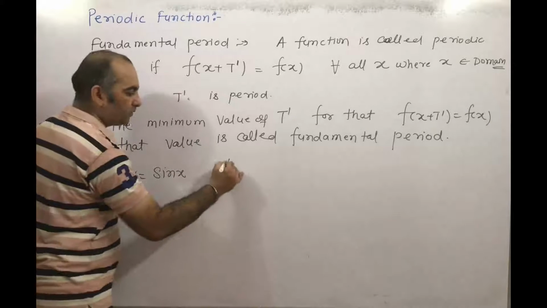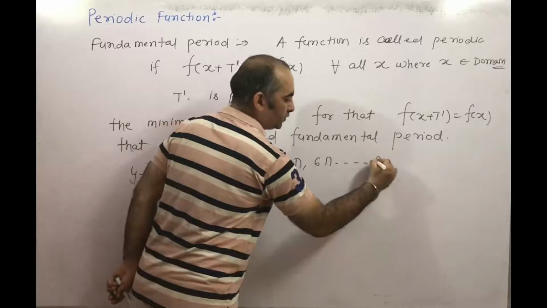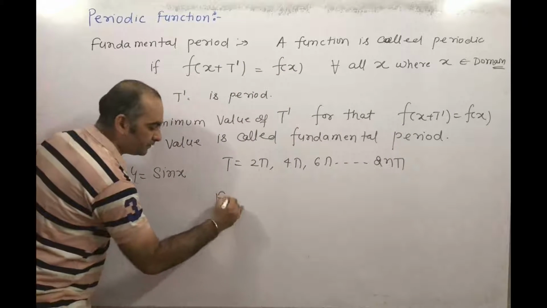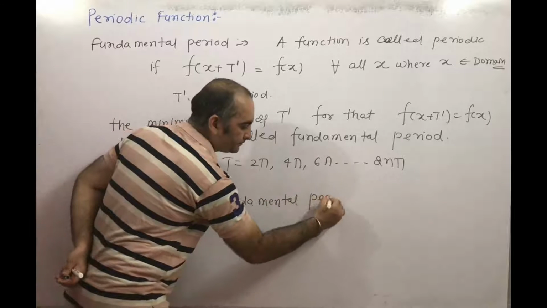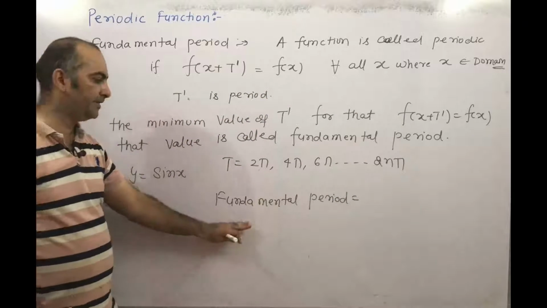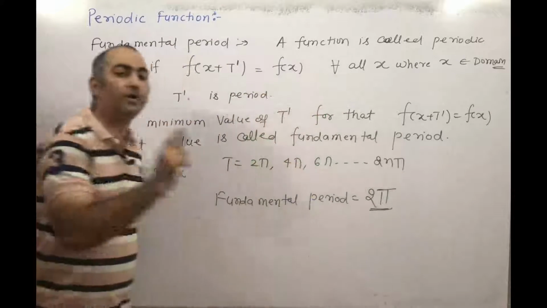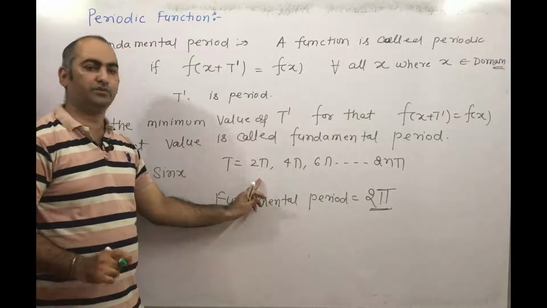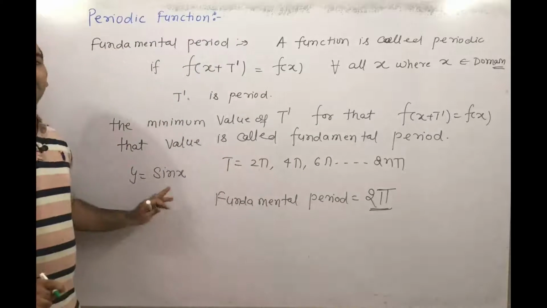Here the periods we got are T equal to 2 pi, 4 pi, 6 pi, and so on, 2n pi. So what is the fundamental period? Among these, the minimum period is 2 pi, so the fundamental period is 2 pi. For a function, how many fundamental periods are possible? Only one, because among these the minimum is 2 pi, and the minimum value is only one. So for y equal to sin x, the fundamental period is 2 pi.